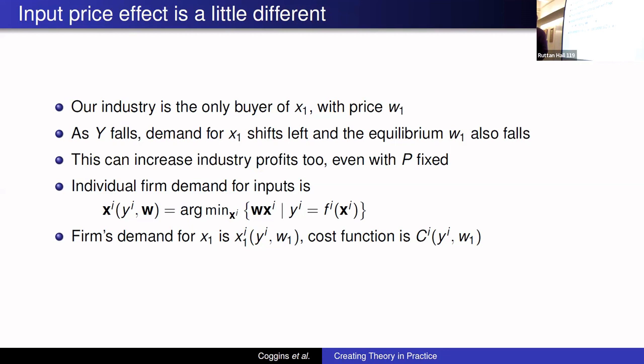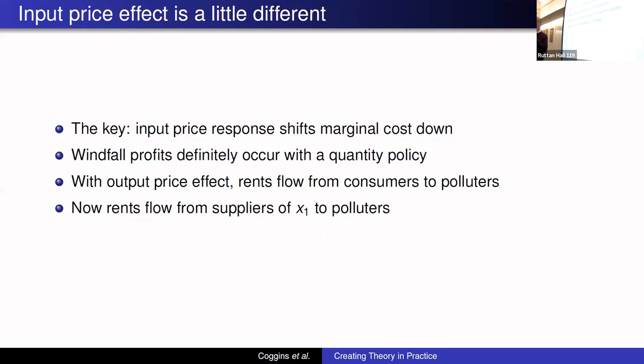But this can increase profit too, in interesting ways. Demand is this, we care about the inverse, the demand for good one, and the cost function. But now we really care about W1. Input, this is what I just said. We found that windfall profits occur again due to this input price effect. We're buying this coal together. Coal becomes cheaper. That makes us richer. It can happen. In the first case, rents are flowing from consumers who now pay more, airline passengers, to the companies, the polluters. Here, the rents flow from the coal companies to the polluters. They're hurt.